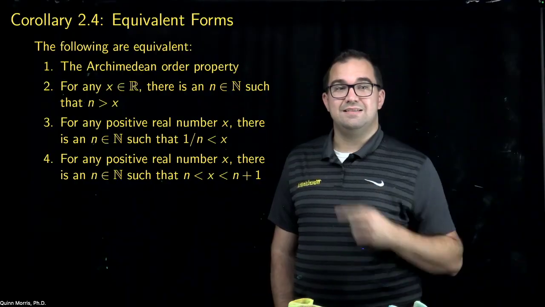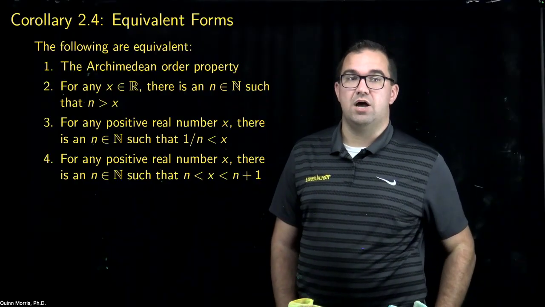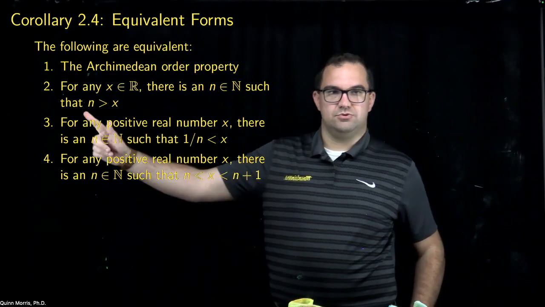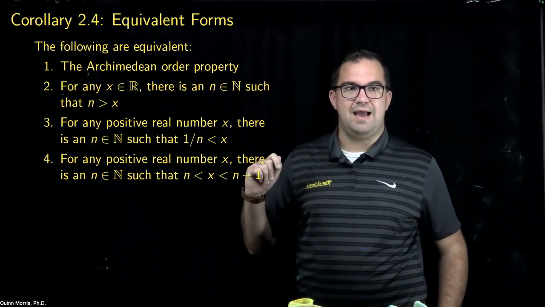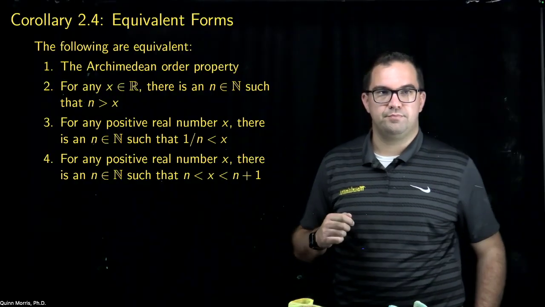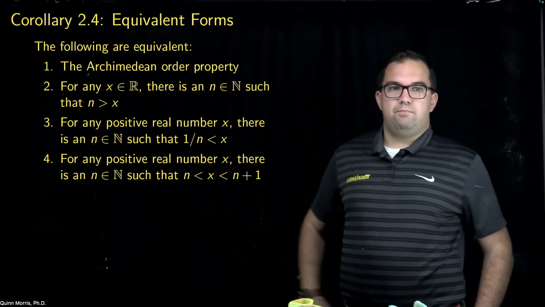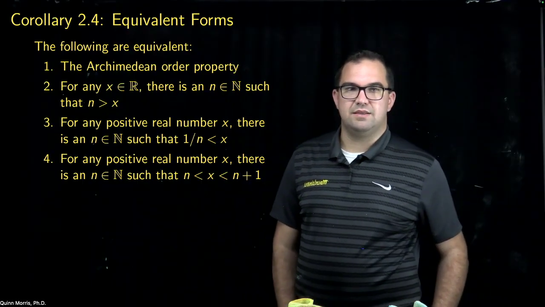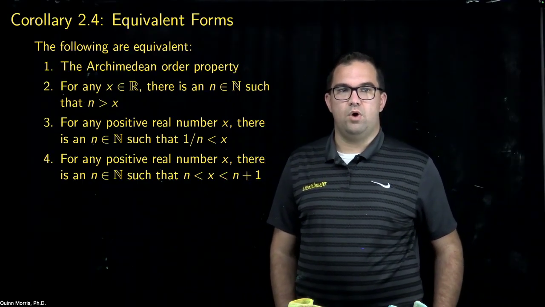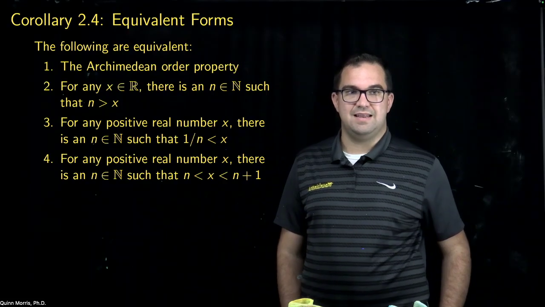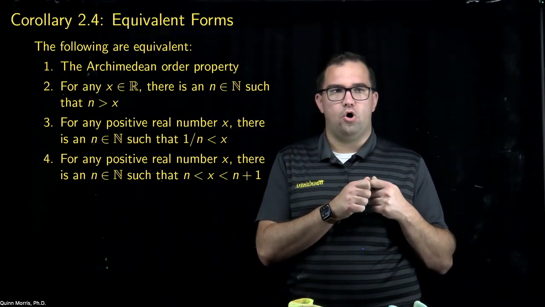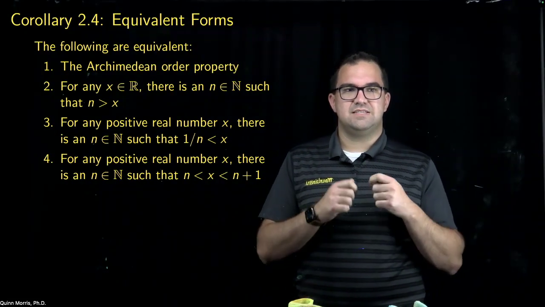Said another way, this says the set of natural numbers is unbounded. You could never find an x that's bigger than all the natural numbers because there's always a natural number that's bigger than any x you might choose to be your upper bound. The second, the third one listed here: for any positive real number x, there is a natural number n so that 1 over n is less than x. Again, this is sort of interesting to think about when x is really small.